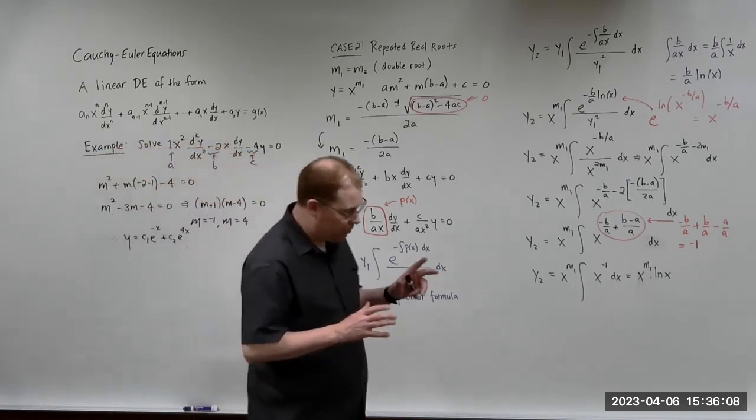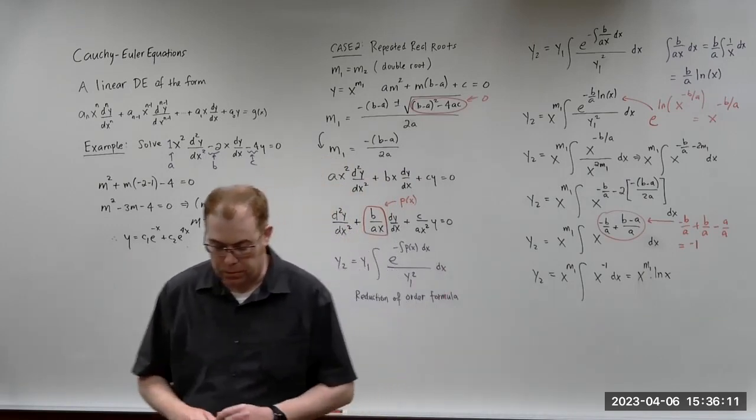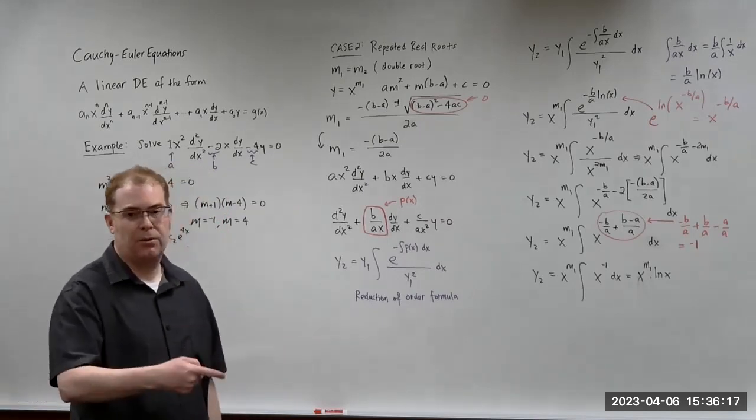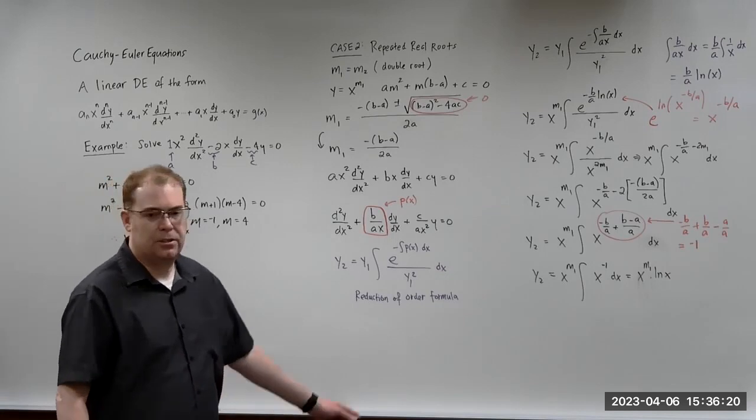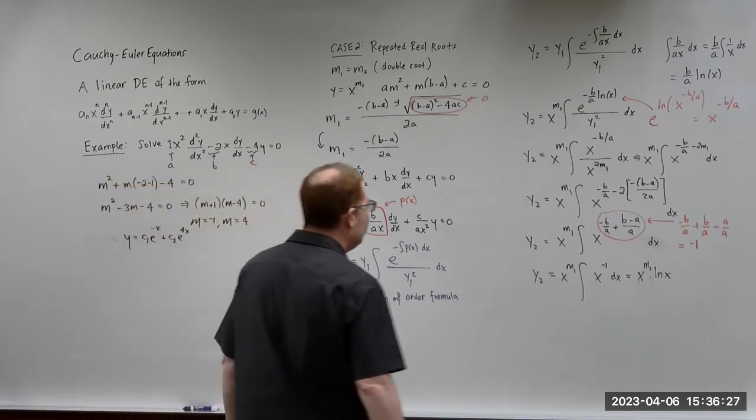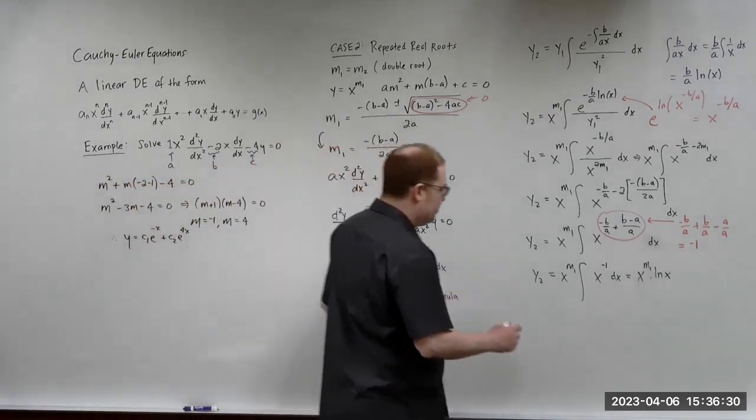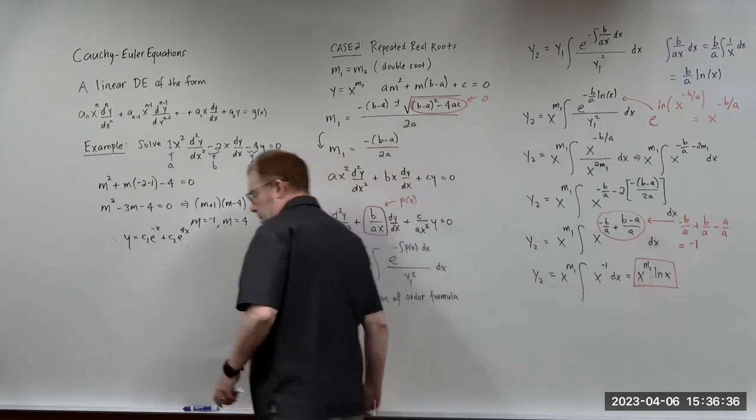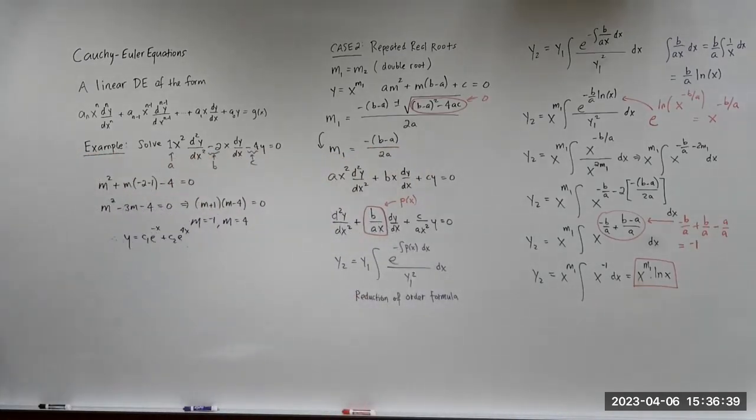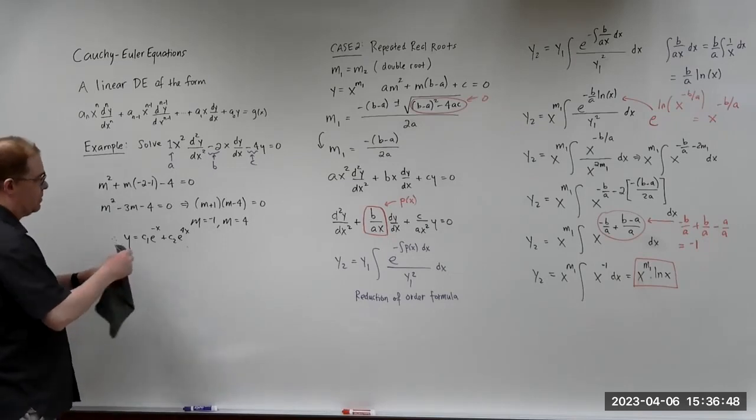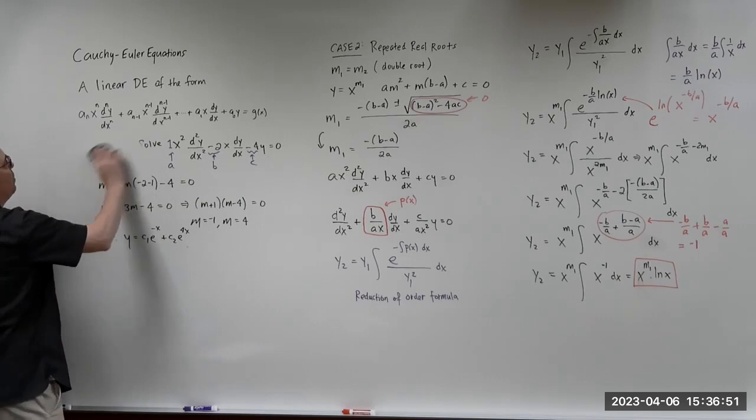Very similar to what we saw before with the linear differential equations with constant coefficients, where we had to multiply the second solution by x. Here, it turns out that to keep everything linearly independent, we multiply by natural log x. Let me just write a summary of what we have here so far.